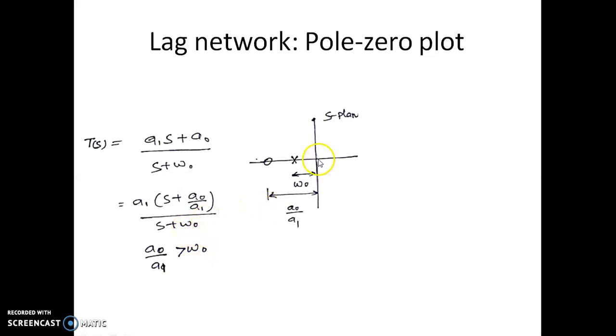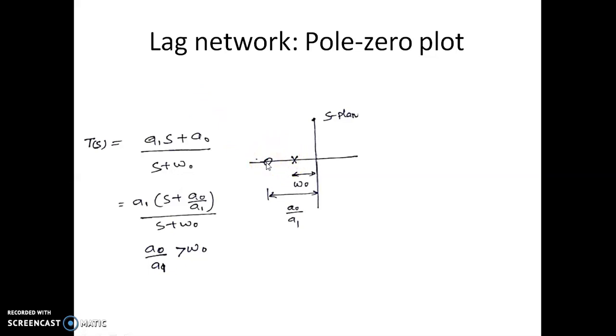So that's what is depicted here in this pole-zero plot. Here we have the position of a pole which is at omega naught from the imaginary axis. Of course the zero is located at a naught by a1, which is assumed to be larger in magnitude compared to omega naught. So this is the transfer function of a lag network, which means that you're going to have the pole first followed by a zero.